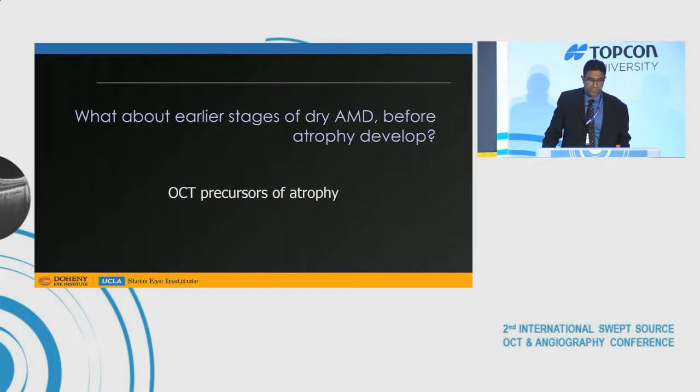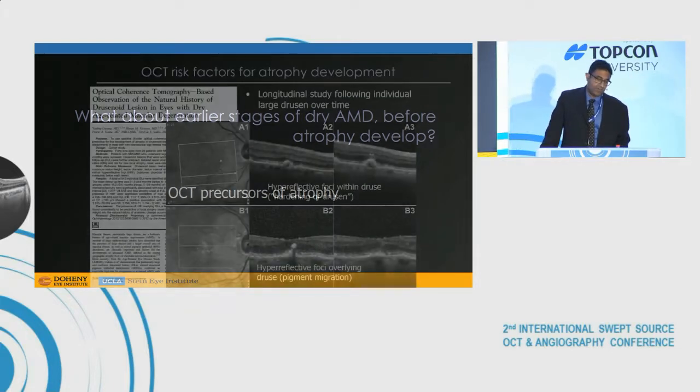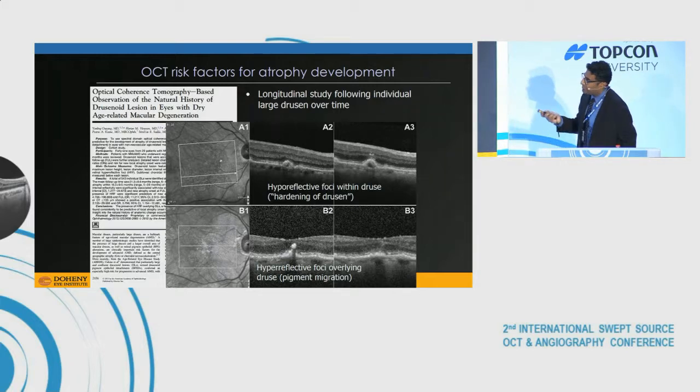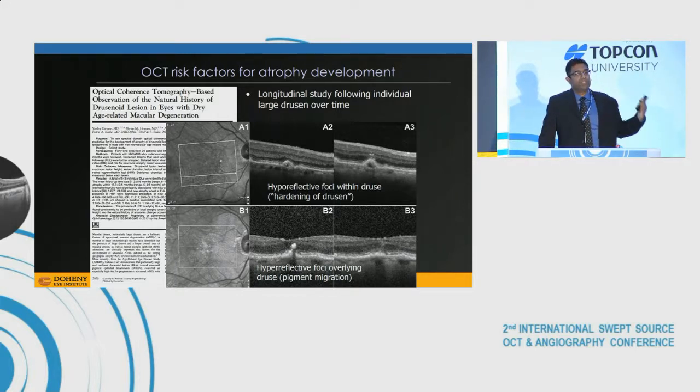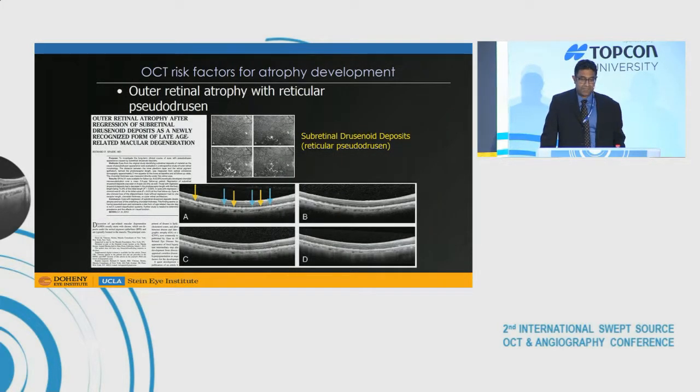I want to step back in the last section of my talk. I might go a minute over because I started behind, but I want to talk a little about the earlier stages of dry AMD before atrophy develops, because that's been a real focus area for us. We were one of the first to publish a paper in Ophthalmology a few years ago that these features, these little hyperreflective foci within drusen, and especially this hyperreflective focus in the retina, which we think represent areas of pigment migration, seem to be very important predictors of which areas go on to develop atrophy within the fundus.